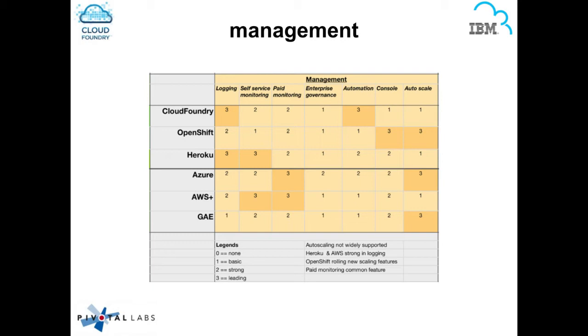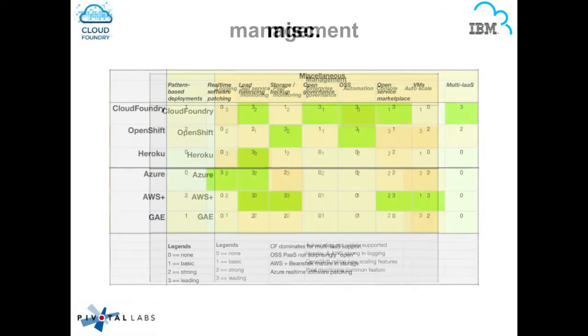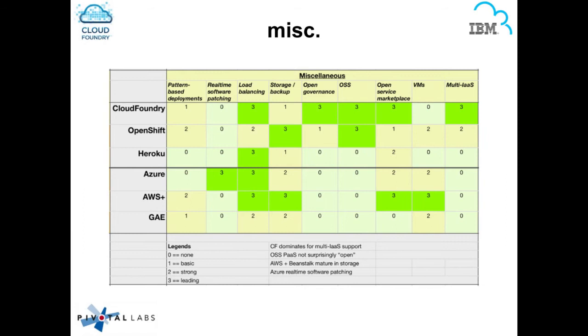Okay, the final slide for me is sort of a grab-all, so miscellaneous where things fit. Clearly, the open source PaaS are strong when it comes to open features, as you would expect. And AWS and Azure are very strong when it comes to supporting integration with backup and load balancing and things of that nature. So with that, let me pass it to my colleague James, and he's going to talk to you about his quality of experience.